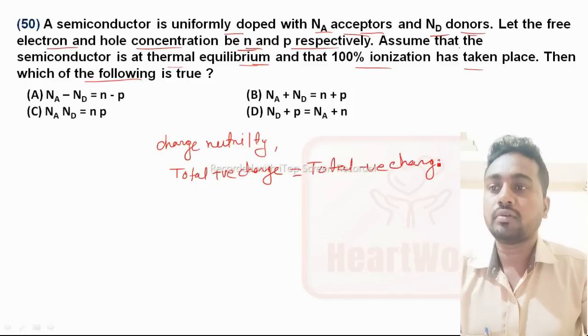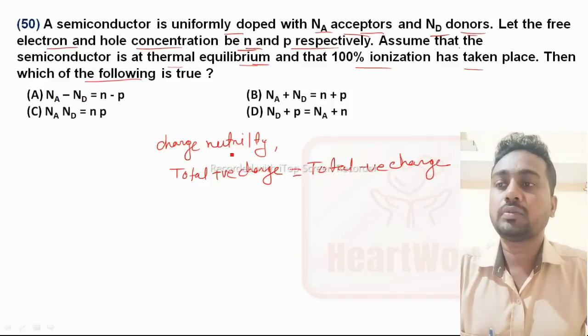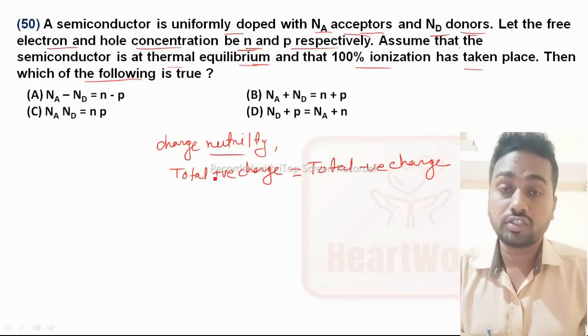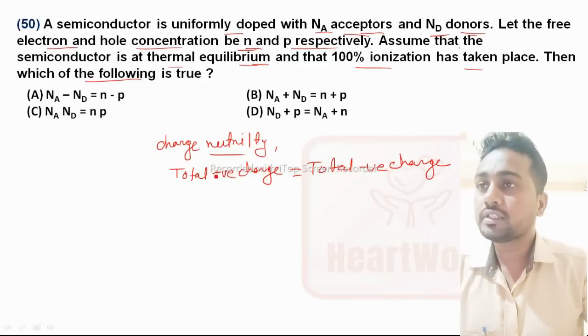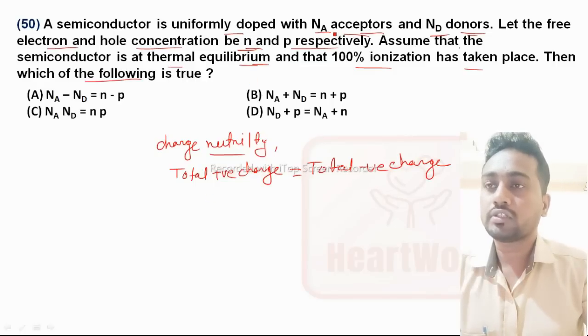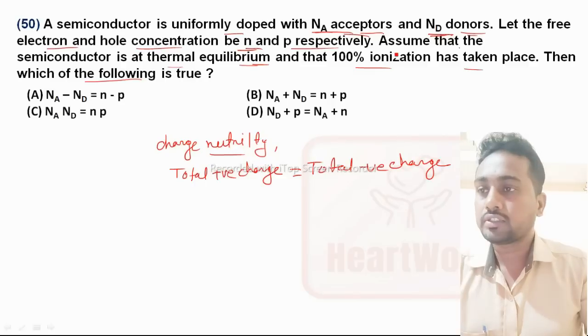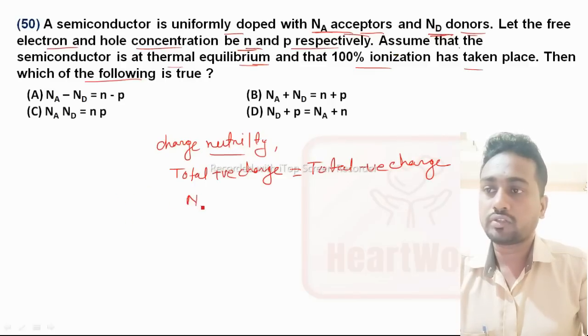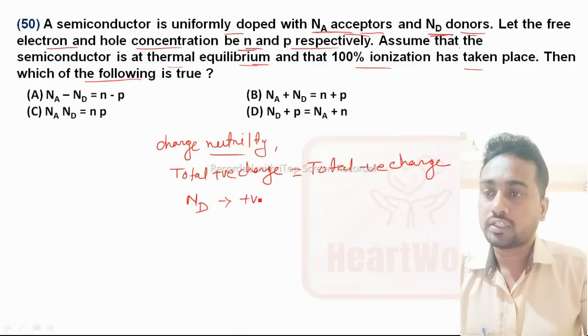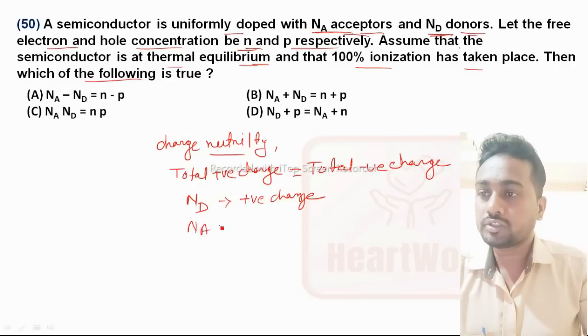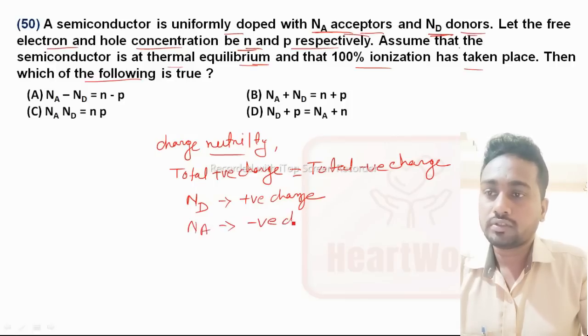Okay, total negative charge equals total positive charge. This principle is called charge neutrality. Donor concentration means Nd. It donates charge, so it is always positive charge. And acceptor accepts charge, so it is negative charge.